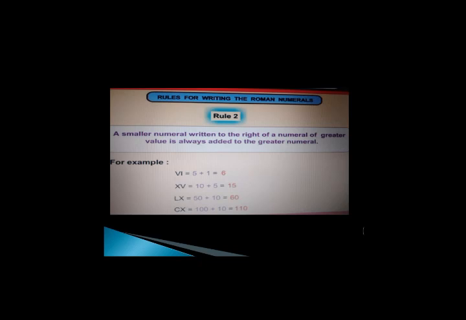Similarly, XV. Now X means 10 and V means 5. Again, the smaller value is written at the right of the greater value, so it will be added. 10 plus 5 equals 15. Same way, LX equals 50 plus 10, that is 60. CX means 100 plus 10 will give us 110.